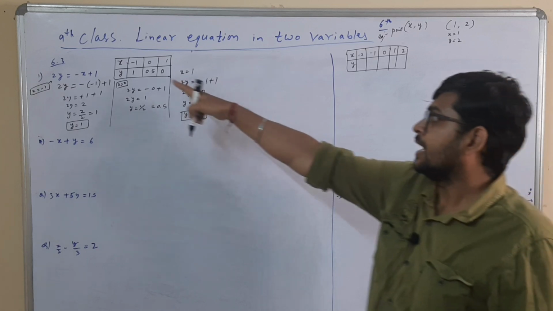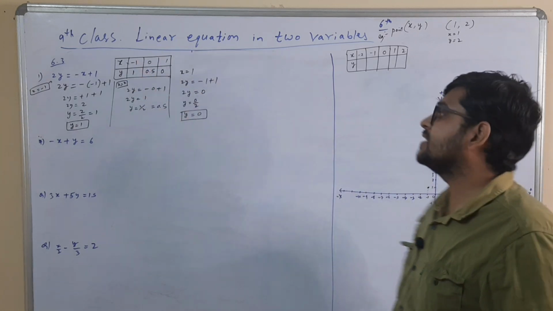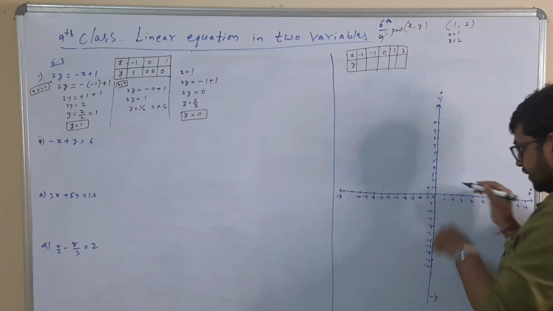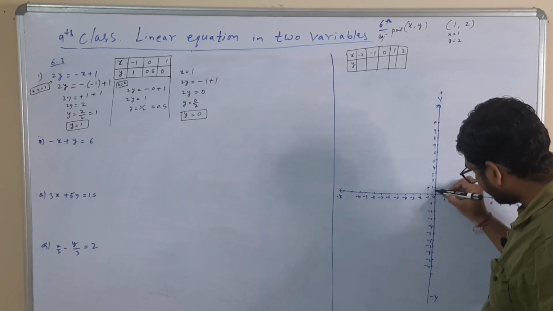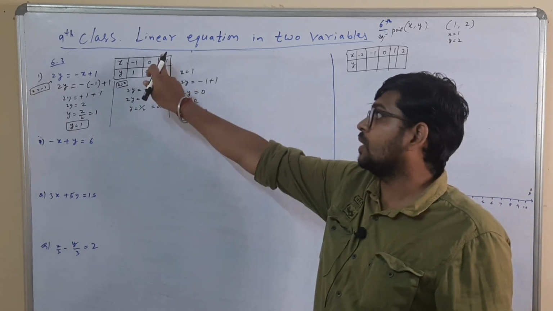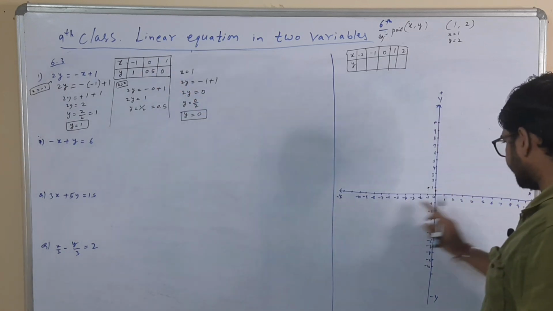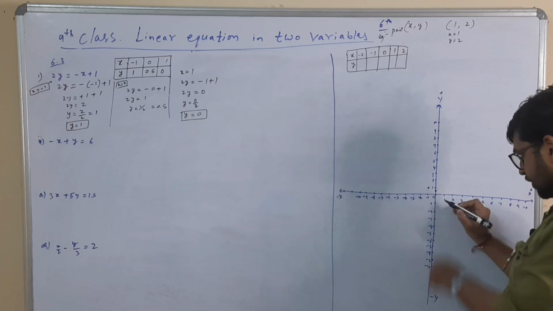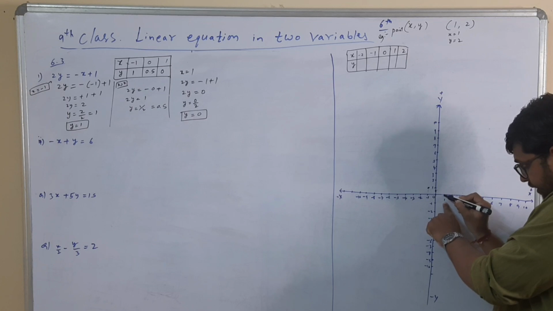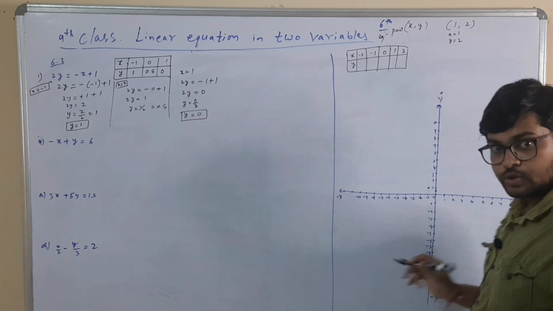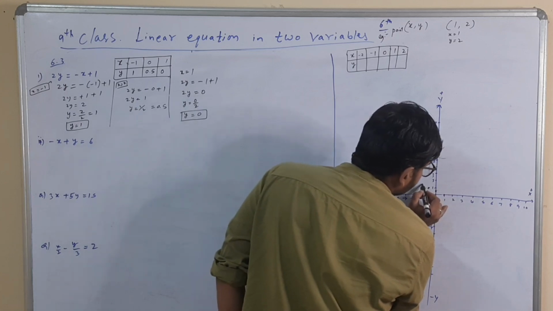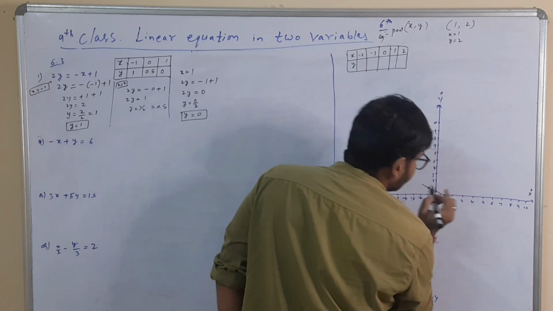Next point, x is 0, y is 0.5, this one. This is the second point. Third point, x equal to 1, y is equal to 0. When they lie here, this is the line. So now I am joining the points. 3 points I am joining, so I'll get a straight line like this.